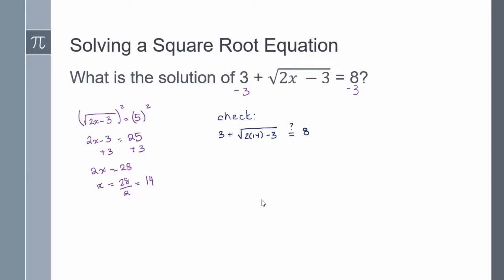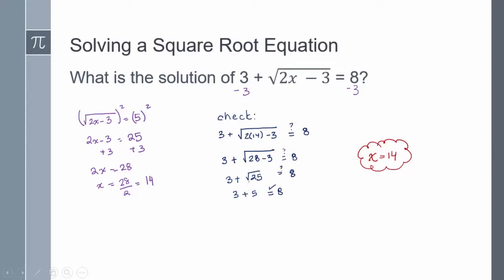14. Before we can say x is equal to 14, let us check our work. 3 plus the square root of 2 times 14 minus 3, is that equal to 8? When we simplify, we get 3 plus the square root of 28 minus 3, which is 25. The square root of 25 is 5, and 5 plus 3 does equal 8. So our solution is x equals 14.